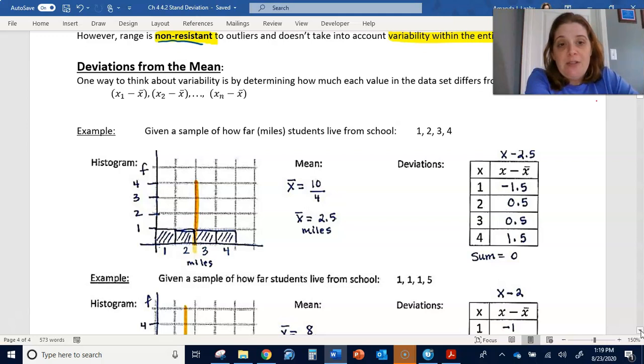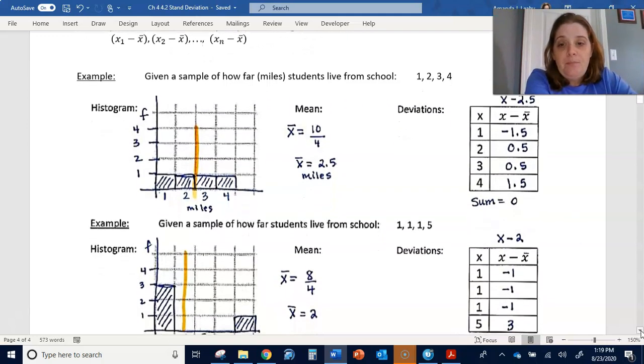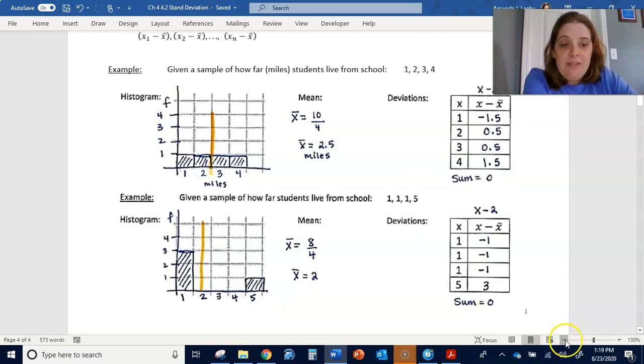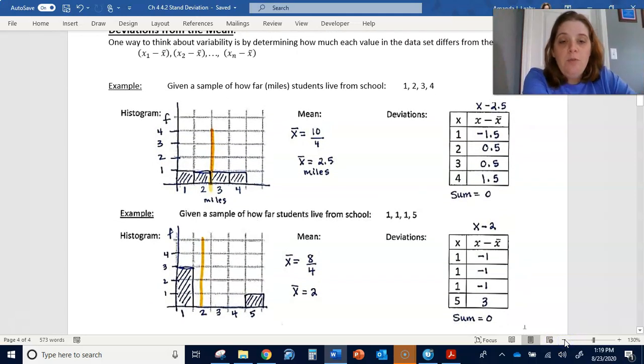I could do the same thing with a second example down here. Let me zoom out just a little bit. With my second example, I have 1, 1, 1, and 5. Looking at the data, those values seem closer to each other and closer to the mean on average. Here's my mean: 1 plus 1 plus 1 plus 5 divided by 4. This has a mean of 2, and you can see that these are really close to that, but you have this one that's really far away.